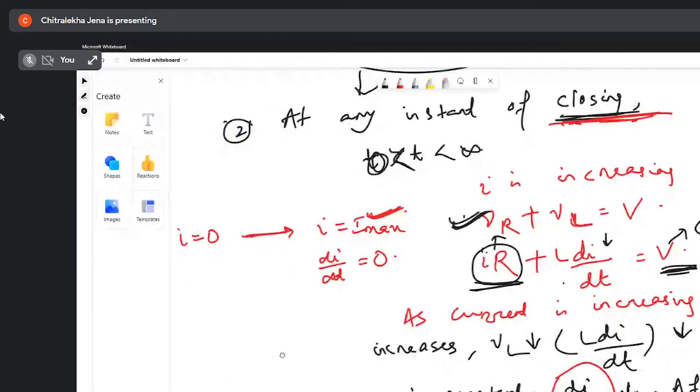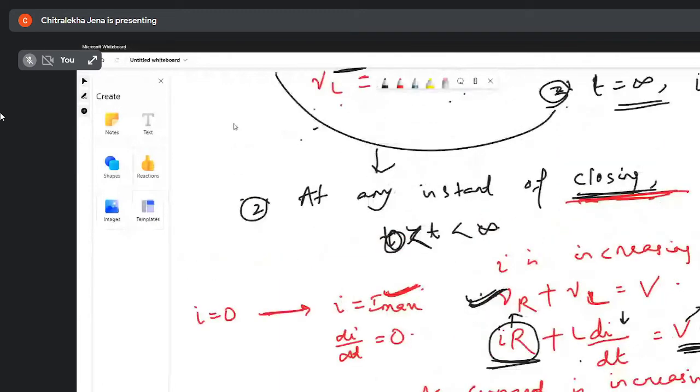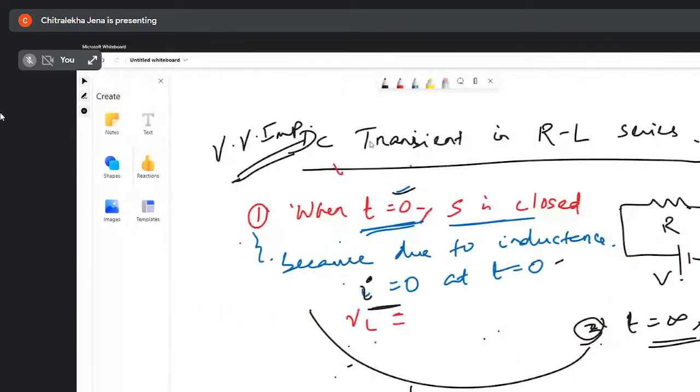What is my KVL equation? I have closed the switch. V is equal to VL plus VR. Simple. My VR is equal to 0 because my I is equal to 0. So what happens to VL? VL is simply V.